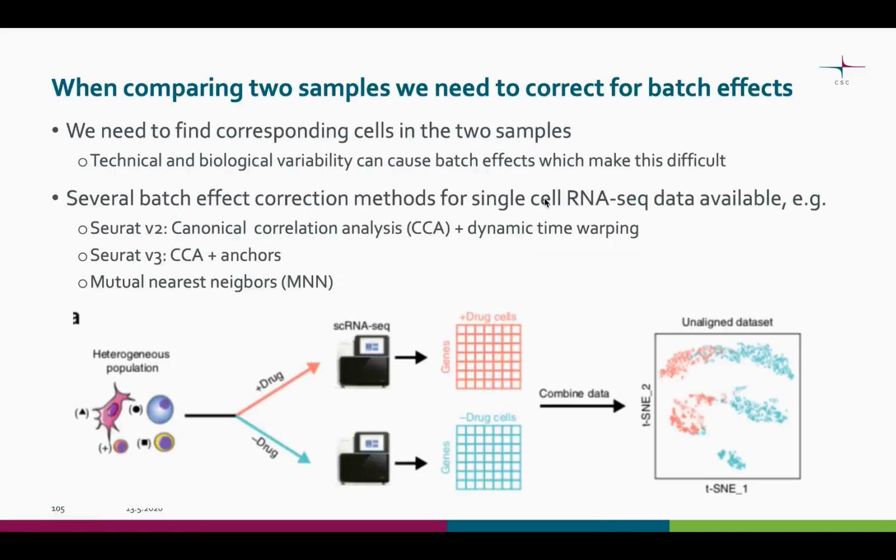Now that we are comparing two samples, we have yet again more variability to take into account. We need to correct the batch effect between the two samples, or otherwise we won't be able to find the corresponding cells in the two samples. There are several methods for correcting the batch effect, and this has been a quickly developing area. We will take a closer look into the Seurat version 3 correction method.